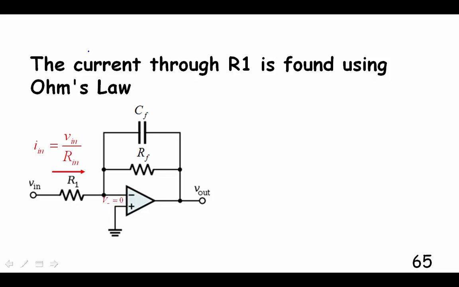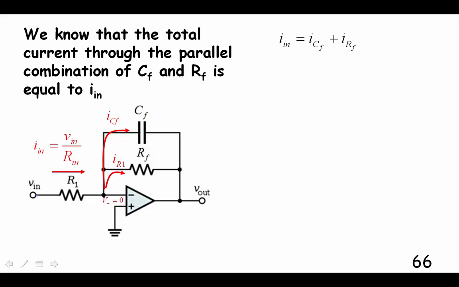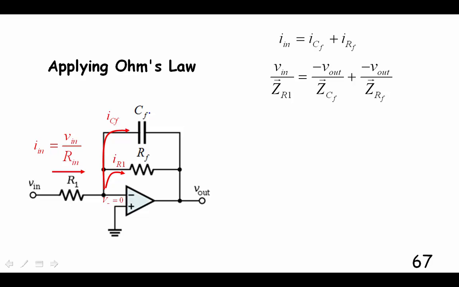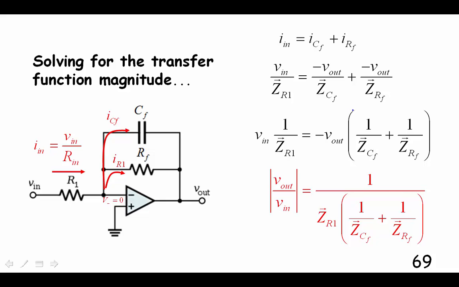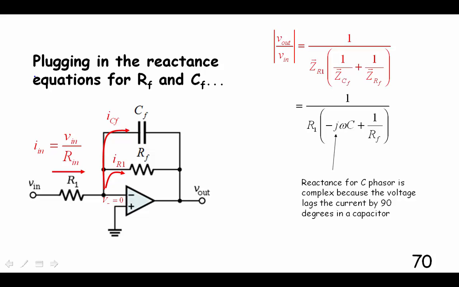Let's analyze this. I'm going to go through this really fast because I know you've done this in class and it's kind of complicated and would take up a lot of time. We're already at 18 minutes. The current through here is going to be split into two paths. So the current is equal to the current through the resistor plus the current through the capacitor. Doing a little bit of algebra, solving for the transfer function, all we're interested in is the magnitude of the transfer function.